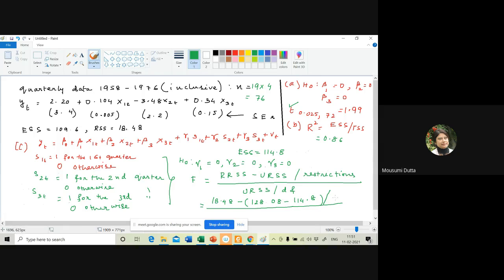Now, how many restrictions are there? 4. Not 4. Look at H naught. 3 restrictions. Okay. So 128.08 minus 114.8. What is this value? This will again come in the denominator. So Rudra, this time, what is the value? 13.28 divided by 13.28.